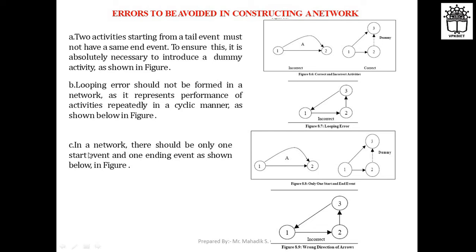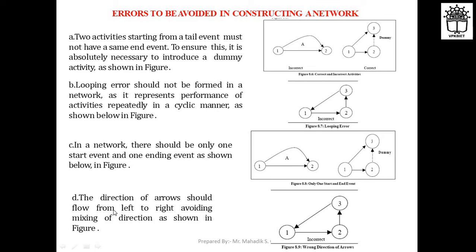Then next, in a network there should be only one start event and one ending event, as shown in the figure. Here you can see these are the two events. Only one start event and only one end event should be there. The next: the direction of arrows should flow from left to right, avoiding mixing of directions, as shown in the figure.